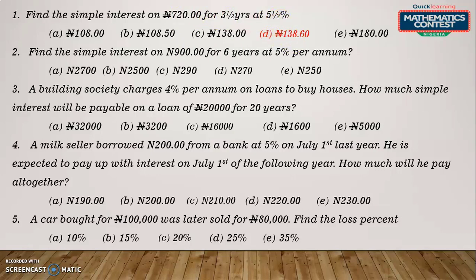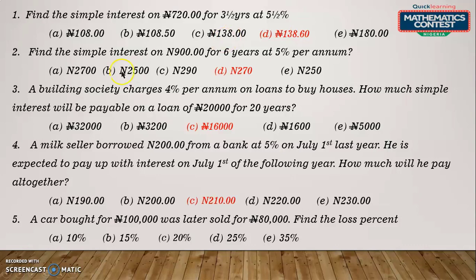Number 2, the answer is D. The same thing, 900 by 6 by 5 over 100, just 9 times 6 times 5, which is 270. Number 3, answer is C. How do we solve this? I think we have solved it before too. 16,000. Number 4, answer is C.